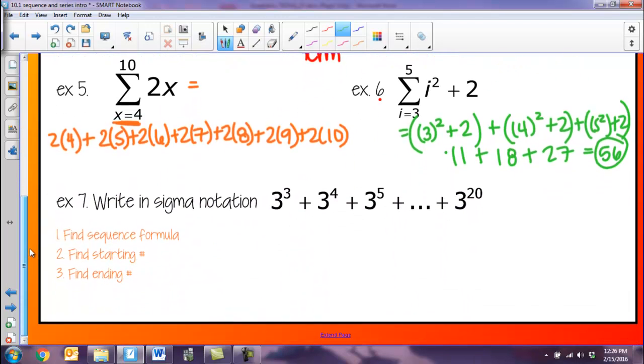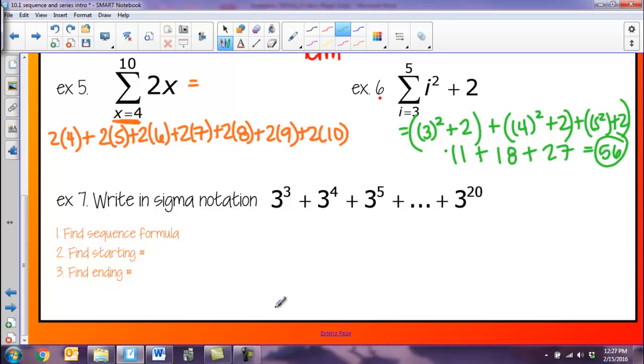And finally, if you're trying to write in sigma notation, so imagine that you were given this and you wanted to go back and draw that sigma notation out so you didn't have to write as much, here are the steps that you would do. The first thing we have to do is find that sequence formula. This one is kind of tricky sometimes. You kind of have to guess and check occasionally, but I notice here that every single one of these has a 3 to the power of something.